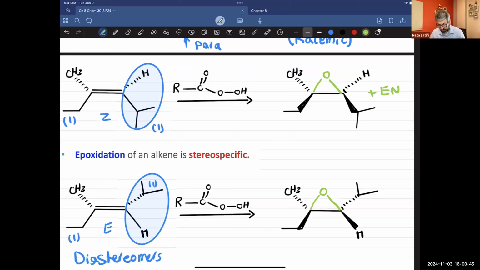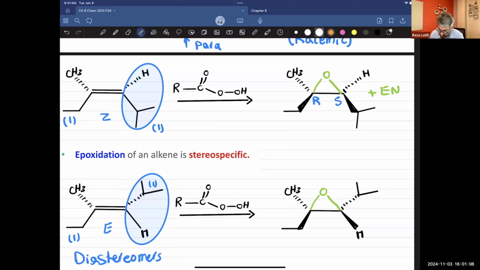The first one, Z, gave me a product. It gave me two products technically, and one of them I'm showing, and I'm going to assign the configuration for each one. So I get 1, 2, 3. This one will be R. And then the next one, 1, 2, 3. This one will be S configuration.